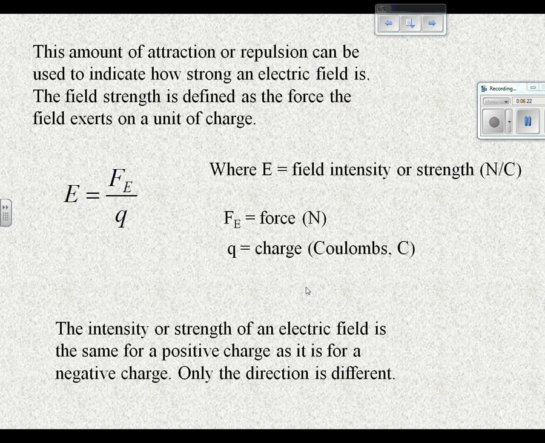Now, somebody always asks me this question. I'm surprised no one's asking it. The intensity or strength of an electric field is the same for a positive charge as it is for a negative. Positive fields are not stronger than negative fields. That's an urban myth. Okay? Positive field strengths are not any stronger than negative ones, only the direction is different.